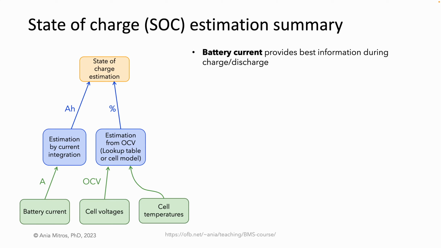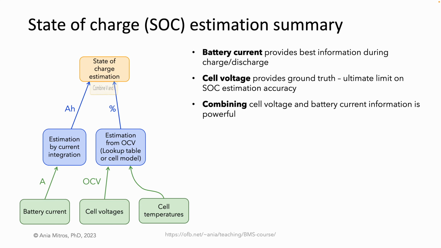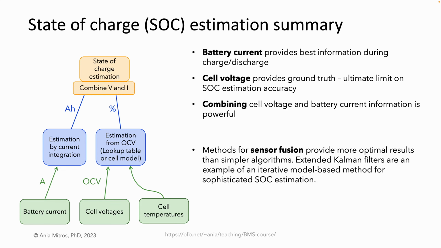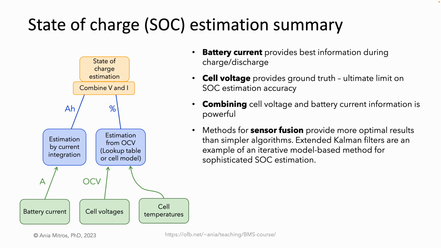The battery current measurement provides the best information during charge and discharge when current is flowing. The cell voltage information provides ground truth. It is the ultimate limit on SOC estimation accuracy. Combining current and cell voltage information is powerful. Methods for sensor fusion provide more optimal results than simpler algorithms. Extended Kalman filters are one example of an iterative, model-based method for sophisticated SOC estimation.